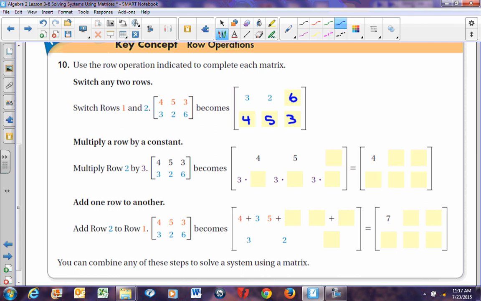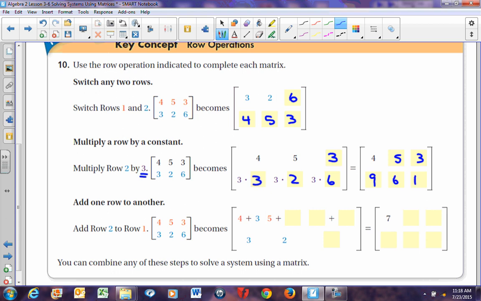If I multiply row 2 by 3, the top row, 4, 5, 3, will stay the same. It would be 3 times 3, 3 times 2, 3 times 6, because we're multiplying row 2 by 3, and that's why I have a 3 on the outside. This gives us the matrix 4, 5, 3, and on the bottom, we would have 9, 6, 18.